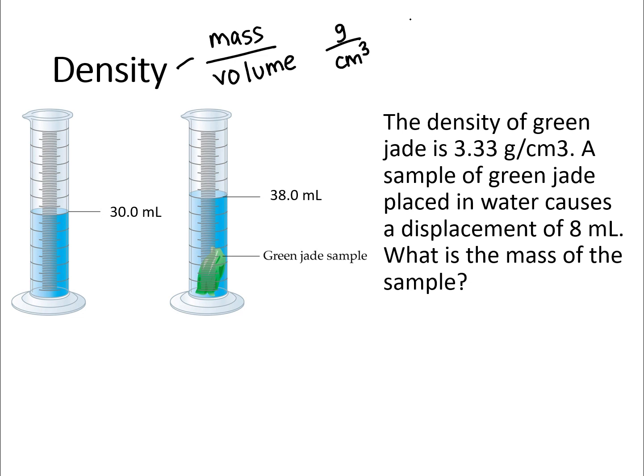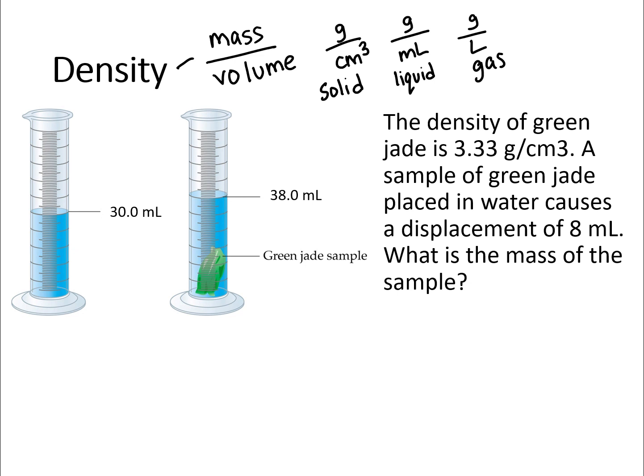The different units that you can see for that are just different ways of representing volume. For a solid, you're going to see grams per centimeter cubed. For a liquid, you'll see grams per mil, or milliliter. For gases, it's grams per liter. In this question, we're talking about a solid.